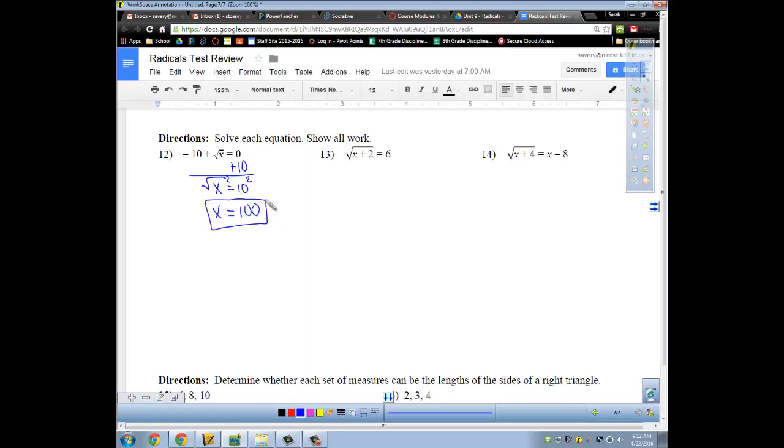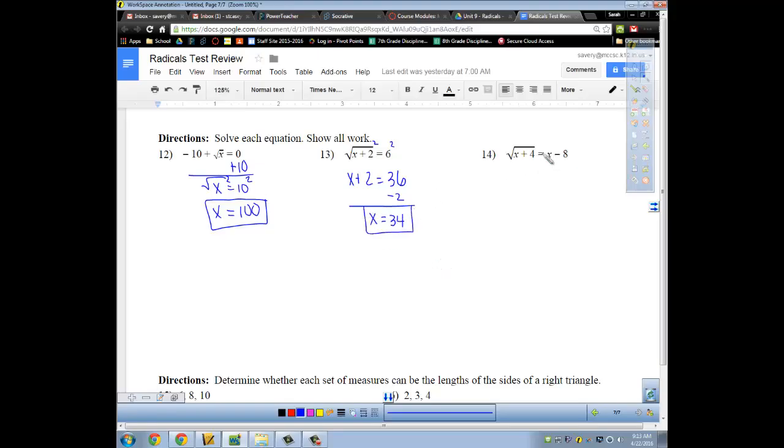So that's your answer. Number 13, my square root symbol is already by itself, so square both sides to get rid of it. So we get x plus 2 equals 6 squared, which is 36. Subtract 2 to get x equals 34.